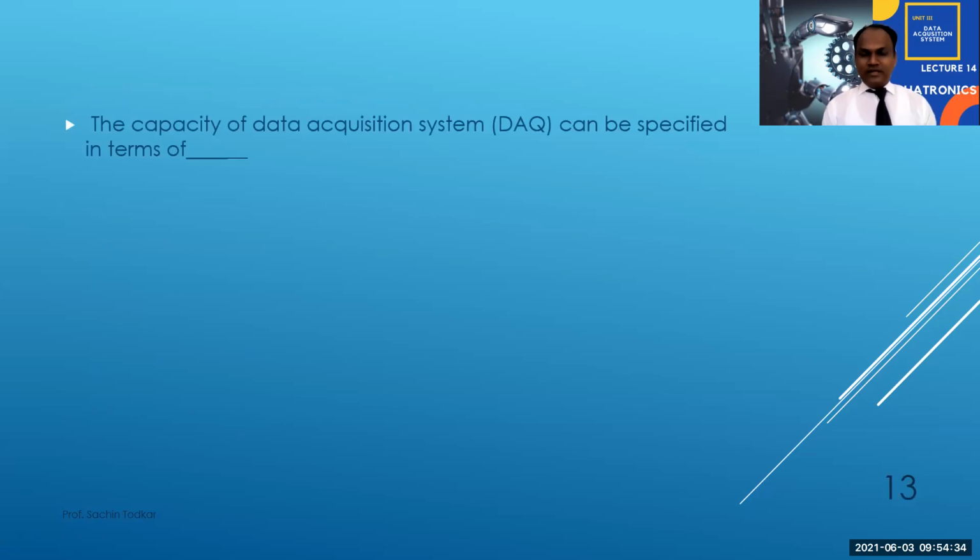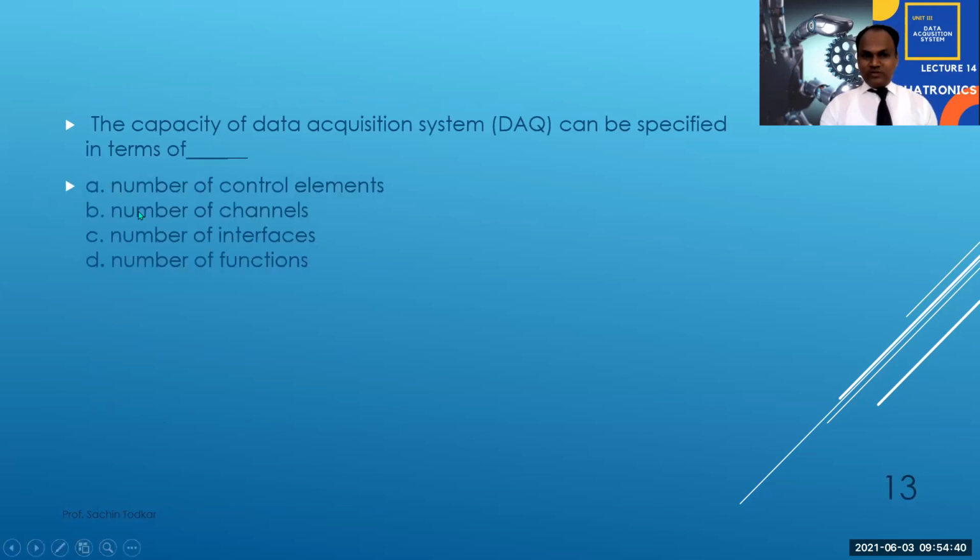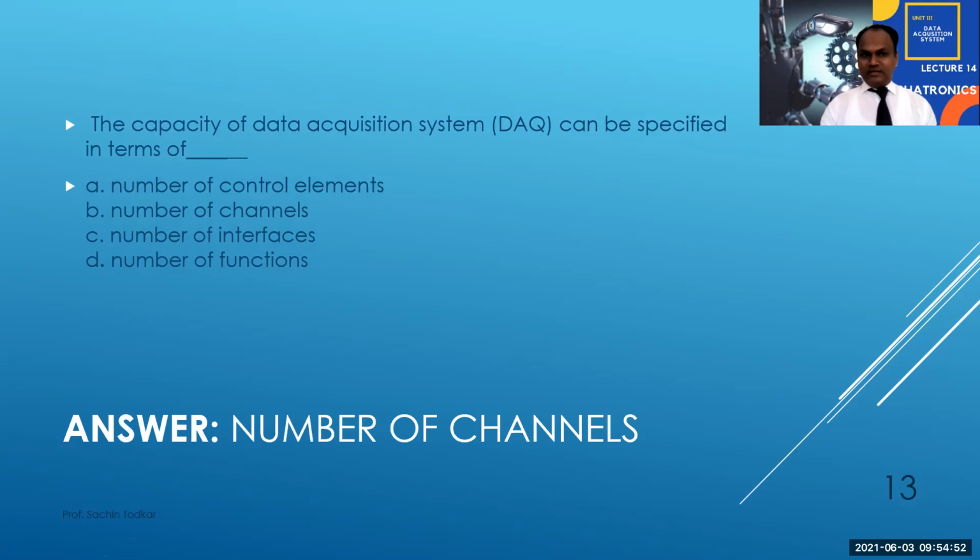The capacity of a data acquisition system can be specified in terms of number of control elements, number of channels, number of interfaces, number of functions. Now here control elements, interfaces and functions will not matter. Number of channels will matter in data acquisition system capacity measurement. So that we have to remember.